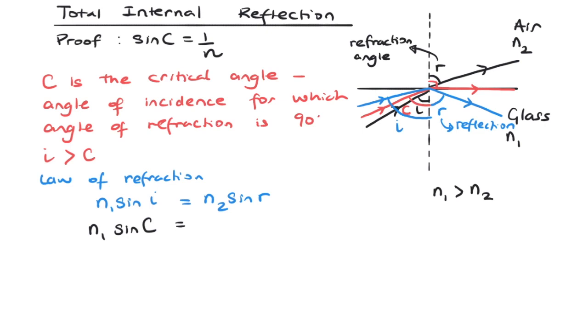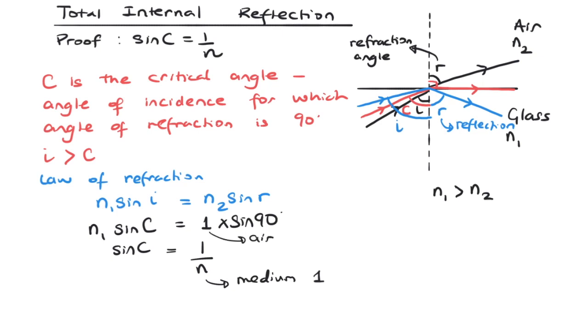Okay, so the second medium is air, which has a refractive index of 1. So we can replace n2 with 1, and sine r is sine 90, and sine 90 is 1. So that side becomes 1, and therefore sine c becomes 1 over n1, or just n in general, where n represents the refractive index of medium 1. And obviously that was that of air in particular.